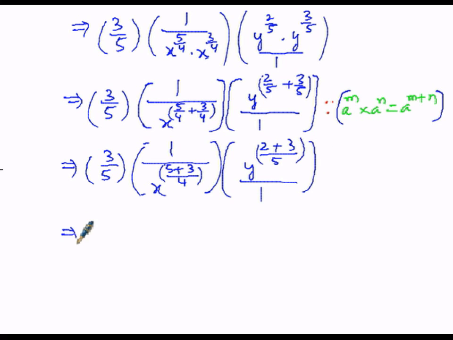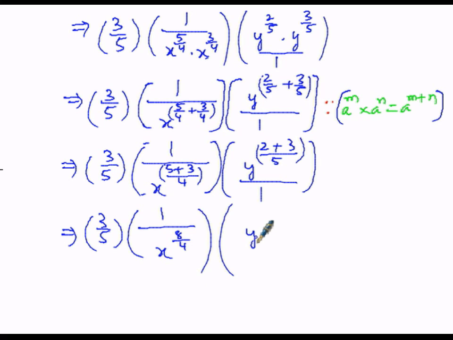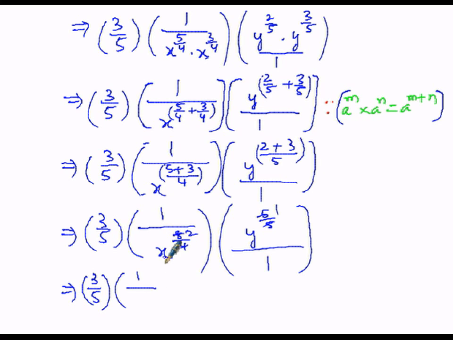Then that implies 3 by 5 kept as it is. Then in the bracket, 1 by x to the power of 5 plus 3 is 8, overall divided by 4. Whereas here, y to the power of 2 plus 3 is 5, overall divided by 5, then totally divided by 1. 4 ones are 4, 4 twos are 8, and 5 and 5 get cancelled once. Then that implies 3 by 5 into 1 by x to the power of just 2 is left over, that is x square, into y to the power of 1, which is nothing but just y, divided by 1.